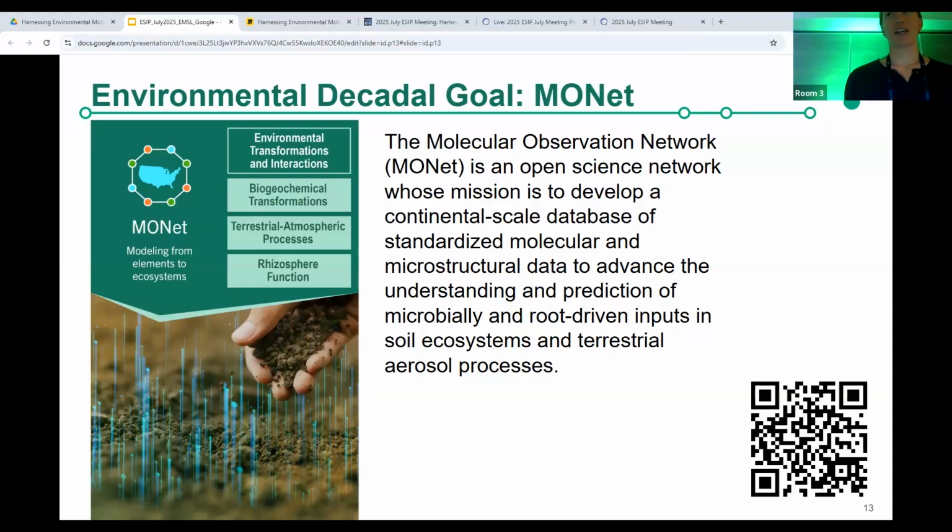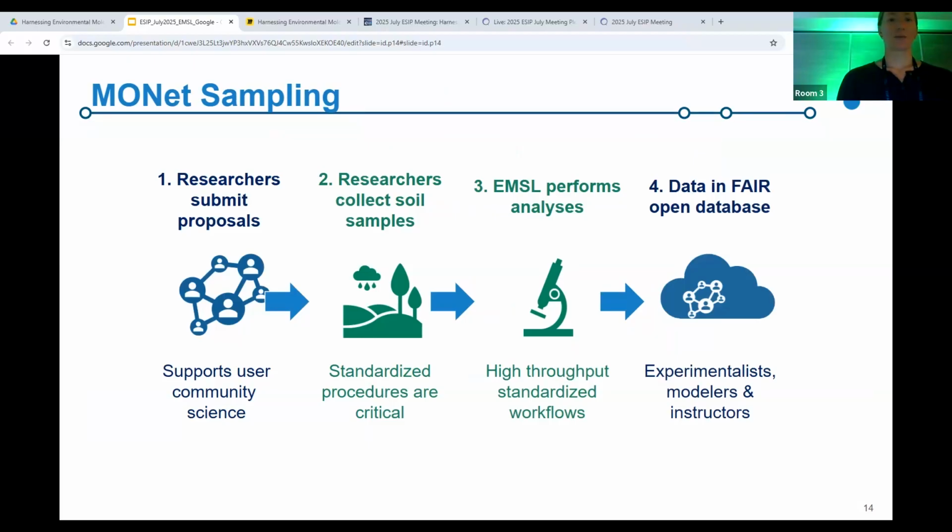And we are going to dive a little bit more into what we're doing with MONET to engage with the scientific community and fill out our database of these different standardized molecular and microstructural data. So again, there's that QR code if you want to look at it more, but we are actually going to dive into more detail about this one.